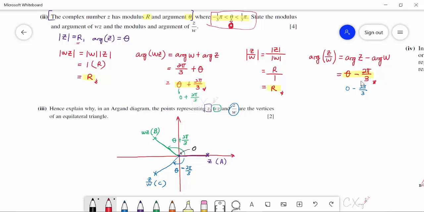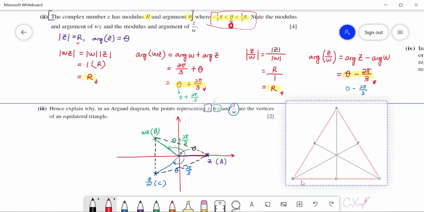All right. Once I sketch it out in the Argand diagram, by assuming theta is equal to 0, this is what you can see. And they actually want you to explain why the points A, B, and C form an equilateral triangle. So they want you to explain. Before we explain it, let's look at the properties of the equilateral triangle.